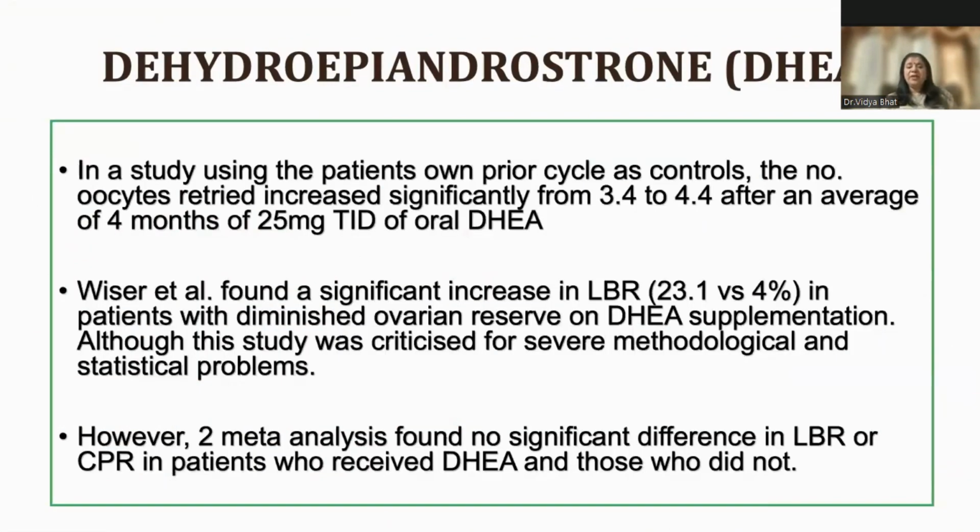So when you start giving DHEA, it is given 25 mg TID for an average of 3 to 4 months. And in the study of Weiser et al., they said that in patients with diminished ovarian reserve on DHEA supplementation, although the study was criticized for severe methodological and statistical problems, they did show better pregnancy rates. However, 2 meta-analyses said that there is no response at all.